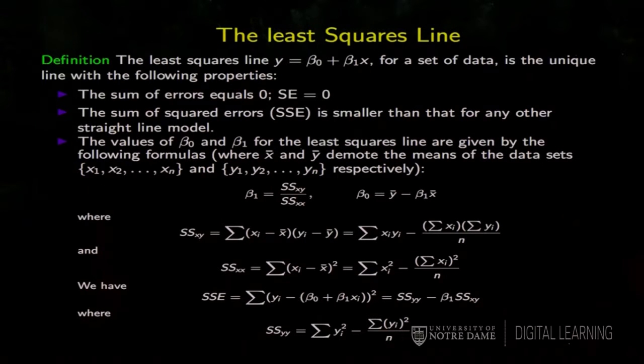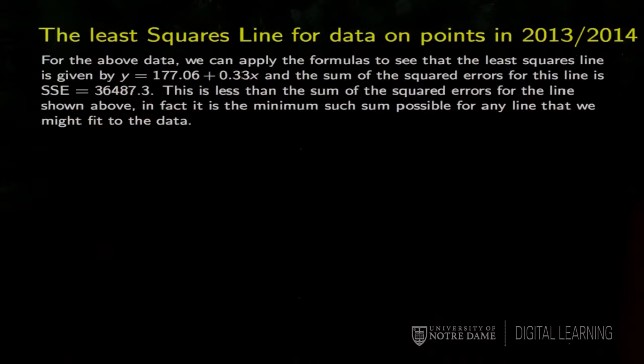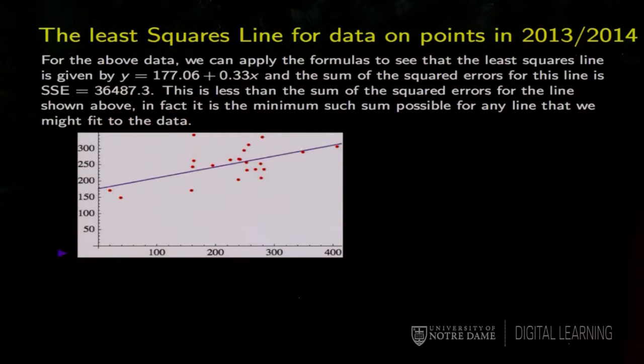There's a lot of calculation in finding the actual values of beta 1 and beta naught for large sets of data. You can see they're very similar to things we had for standard deviation, and in fact the reason for that is because we're actually using deviations as a measure for goodness of fit here. So for the above data, we can apply the formulas, and you'll find that the least squares line is given by beta naught is 177.06 plus 0.33x. And the sum of the squared errors for the line is 36,487.3, but this is less than the sum of the squared errors for any line that you might come up with when you plot it against the data.